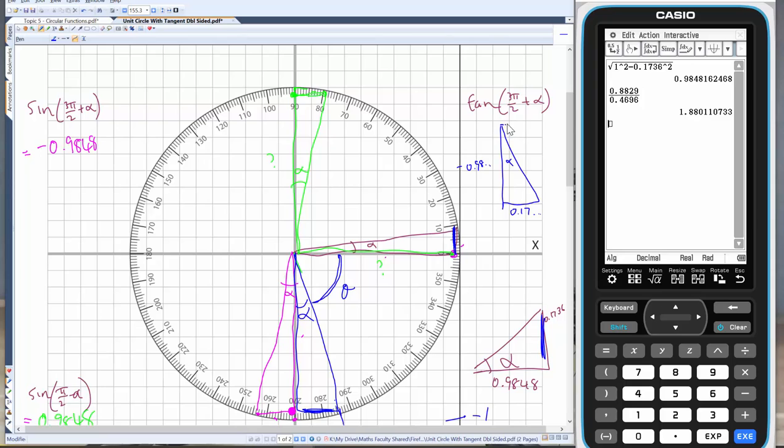All right, now I'm just going to complete my rectangle. That's the same as that. That's the same as that. And we've called this one theta for the purpose of the exercise. So the tan of theta is going to equal the opposite over the adjacent, which is negative 0.9848 over 0.1736. Jump on the calc.